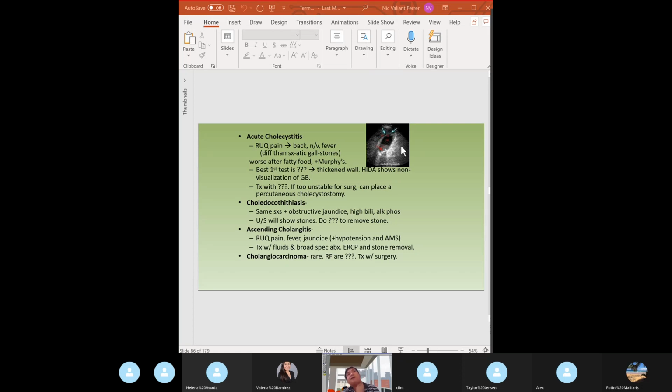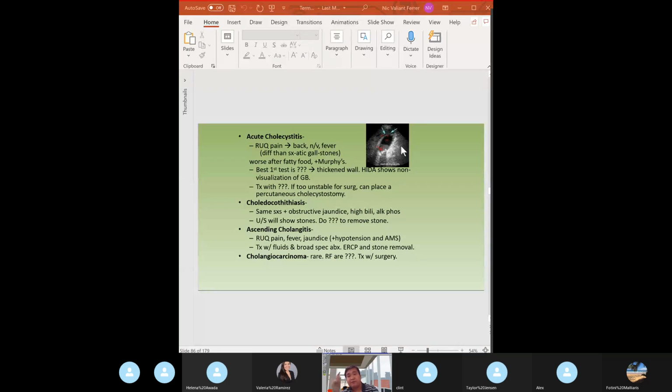Oh, by the way, since we're talking about gallbladders, Charcot's triad, what is it? In ascending cholangitis, what's Charcot's triad? You have pain, fever, and jaundice, plus Reynolds' pentad. Reynolds' pentad. You add what? Hypotension and change in mental status. Okay, that's very important, guys.